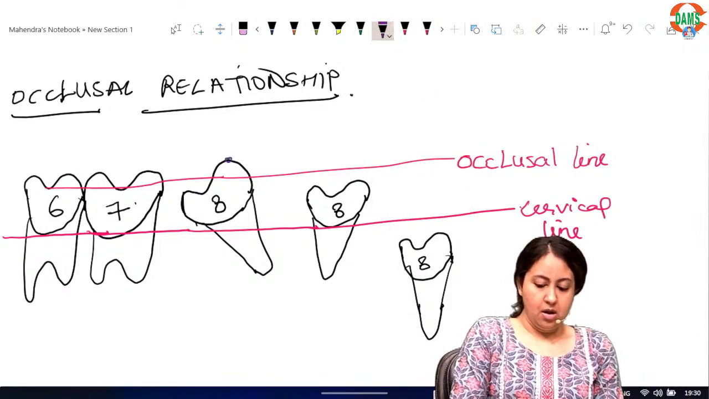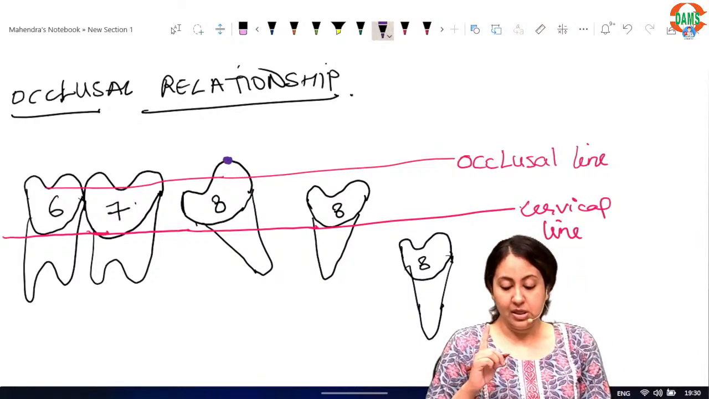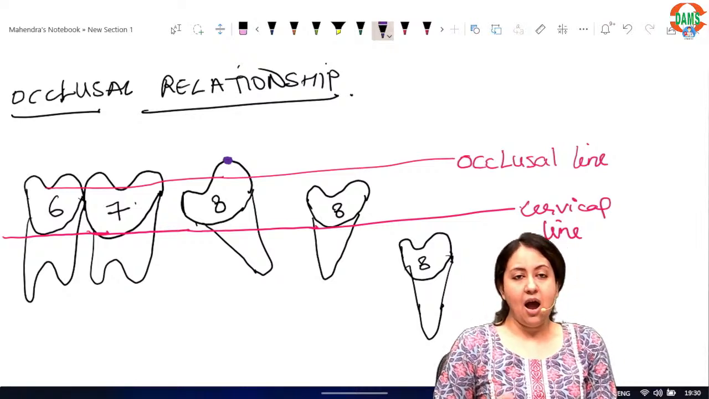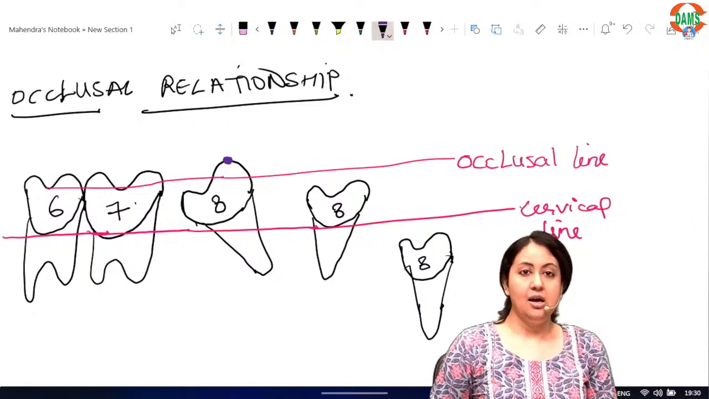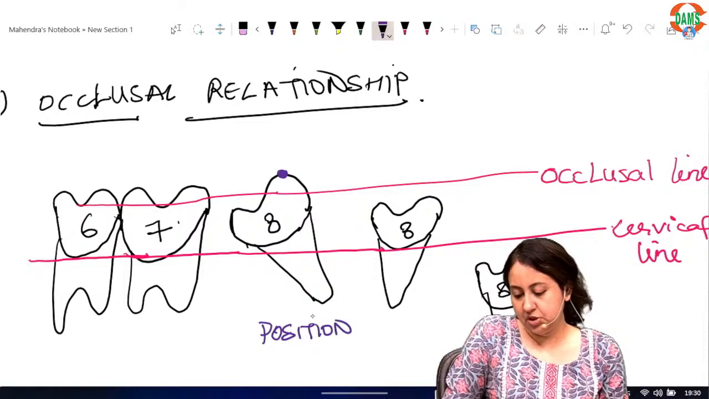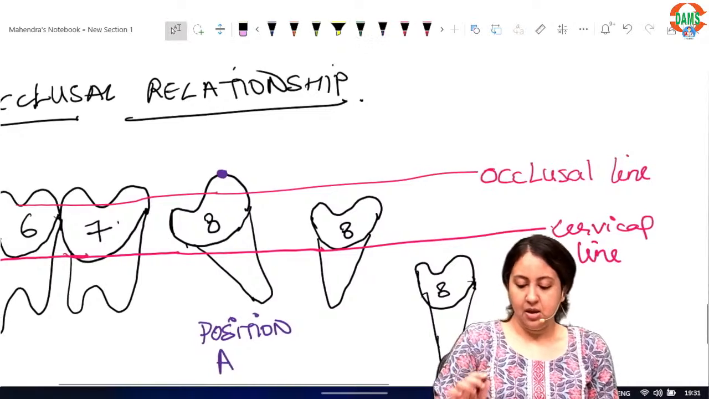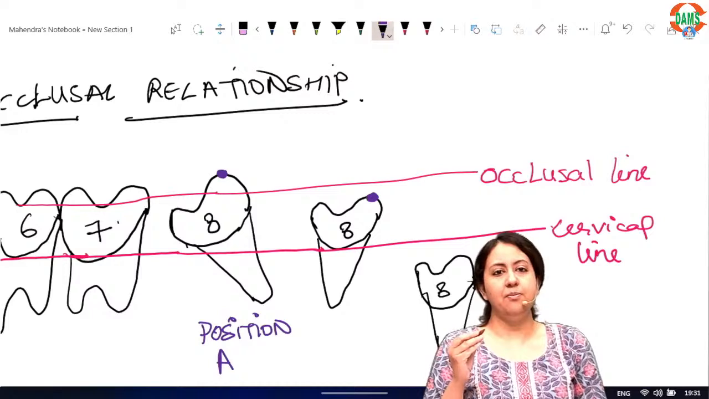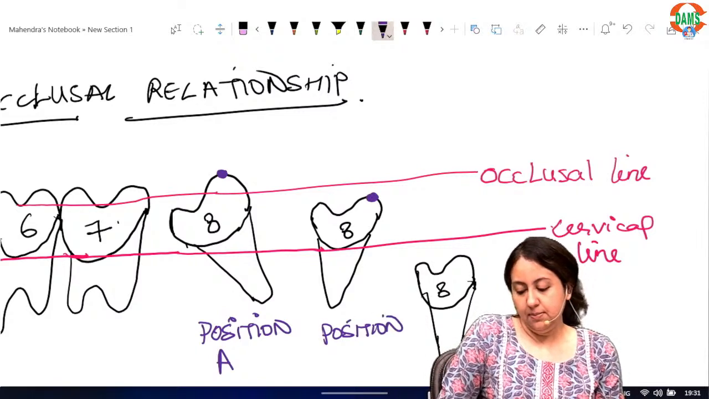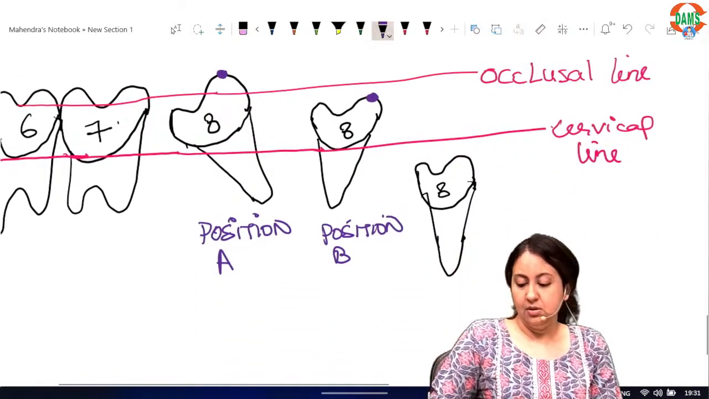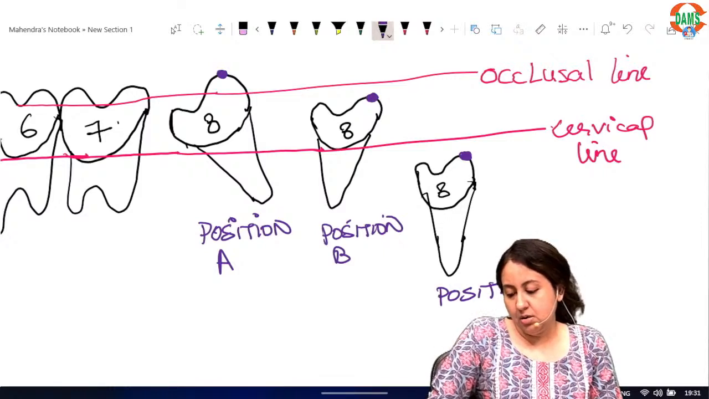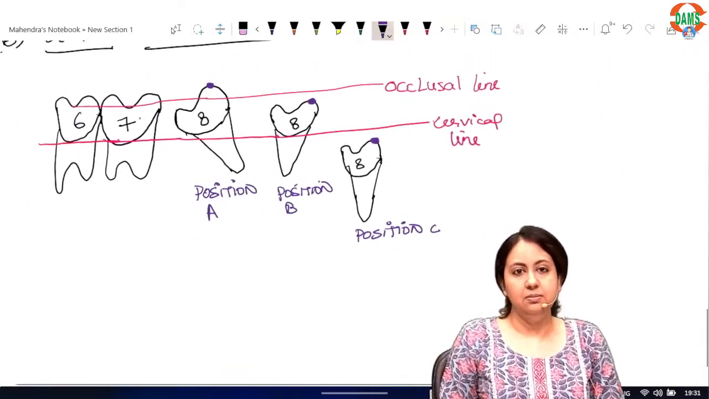Now please listen carefully. When the highest point of the impacted third molar is either at the occlusal line or above it, this is position A. Similarly, when the highest point of the impacted third molar is between the occlusal line and cervical line, this becomes position B. And when the highest point of the impacted third molar is below the cervical line, this becomes position C.